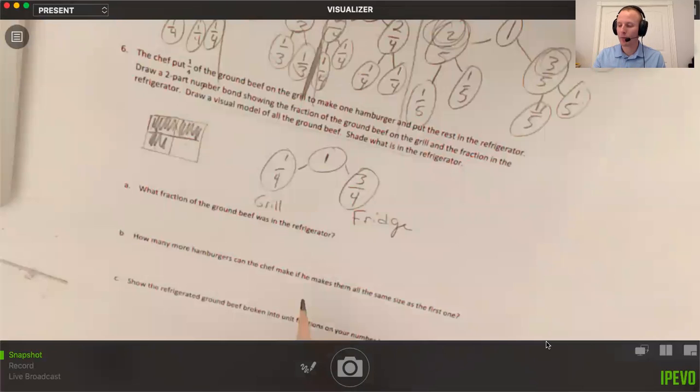What fraction of ground beef was in the refrigerator? 3/4. Once we've done this work, that becomes pretty simple. Just filling it in. We should write that in a full sentence. Like I'm not here, but you should write there are 3/4. 3/4 of the whole is in the refrigerator.